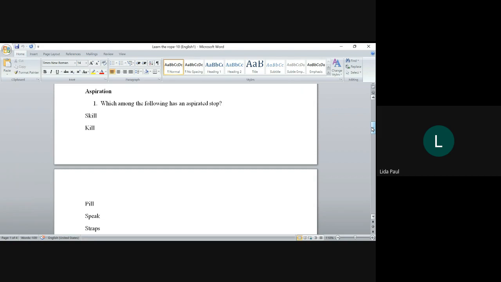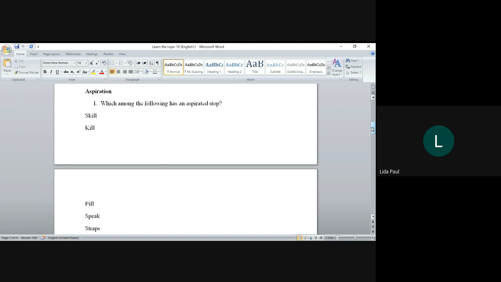So, since that is not a problem, the next thing is whether it appears in the beginning. Since the answer is yes, ka is going to get aspirated. So, you're going to say kill, right? There's a small H that appears as a superscript in the paper. That H actually represents aspiration. Okay. So kill is aspirated, skill is not aspirated.